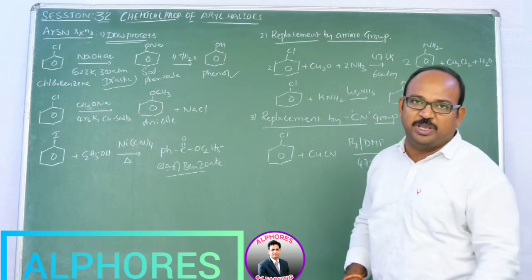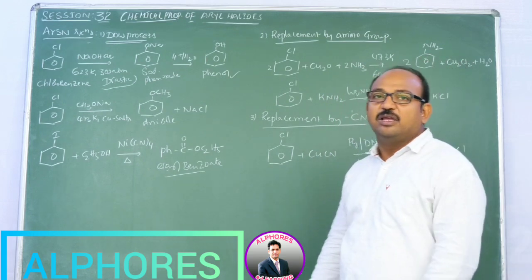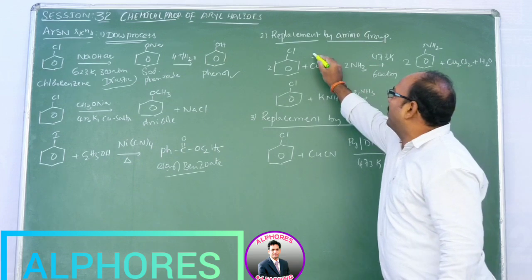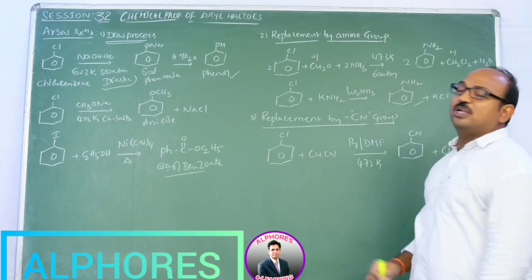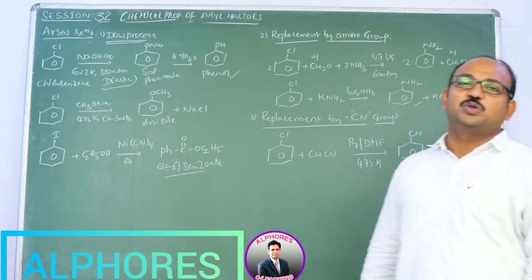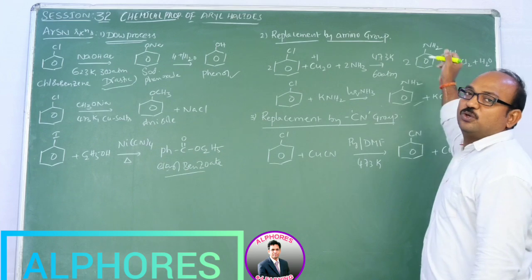Two moles of chlorobenzene upon reaction with 2 moles of ammonia in the presence of cuprous oxide, this cuprous oxide still remains as cuprous chloride. Here plus 1 oxidation state, here also plus 1 oxidation state. That Cl is displaced by the NH2 group of ammonia, and we are getting H2 and Cu2Cl2.